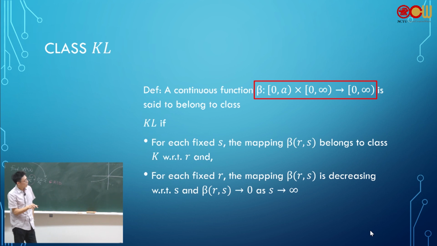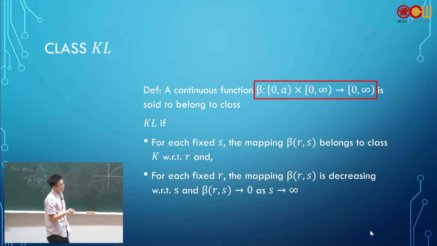A continuous function beta has two arguments, mapping from 0 to infinity and 0 to infinity to 0 to infinity. Yeah, two arguments, r and s, and beta is a scalar function. It belongs to class KL if you fix s and increase r, the whole function is class K. And the second condition is if you fix r and increase s, the whole function is decreasing with respect to s. Then we say class KL function.